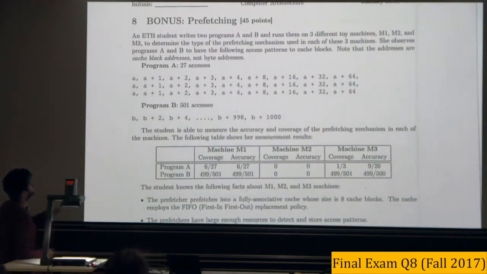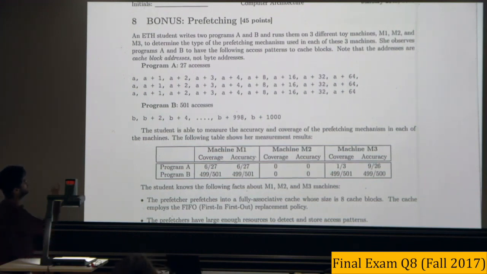An ETH student writes 2 programs, A and B, and runs them on 3 different toy machines, M1, M2, and M3, to determine the type of prefetching mechanism these machines are using. Now, she observes that programs A and B have the following request access pattern. The access pattern is shown like this. These access patterns are actually to the cache block, but not the actual cache address. Not the cache block addresses, yeah.